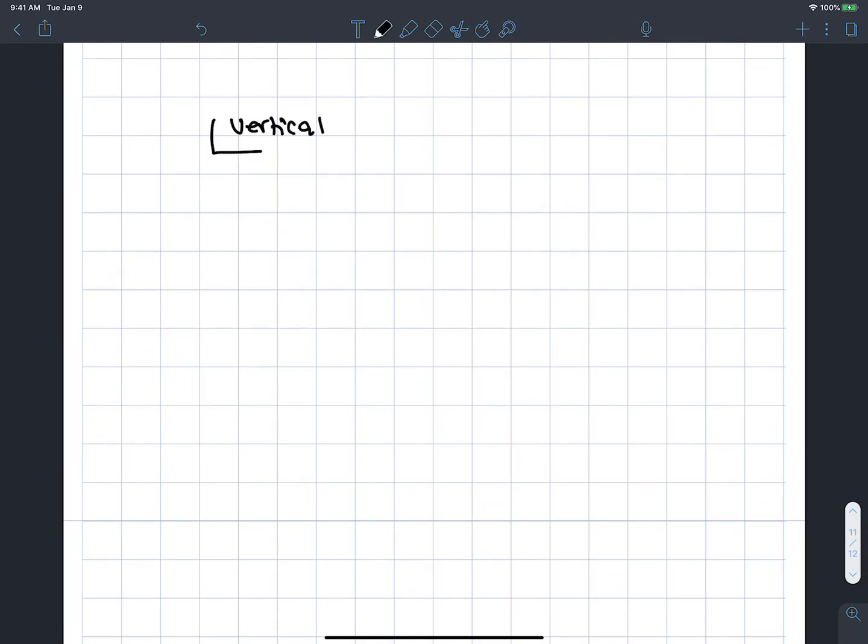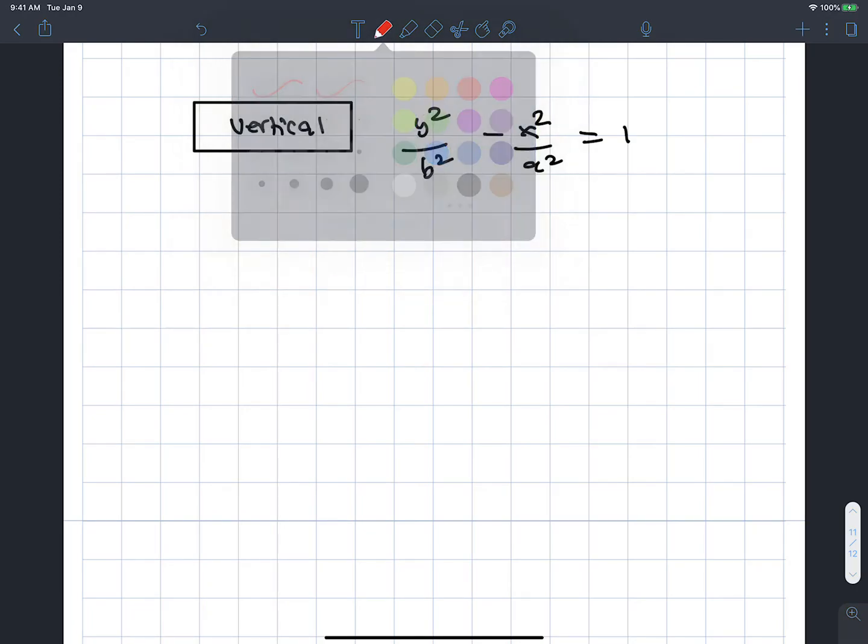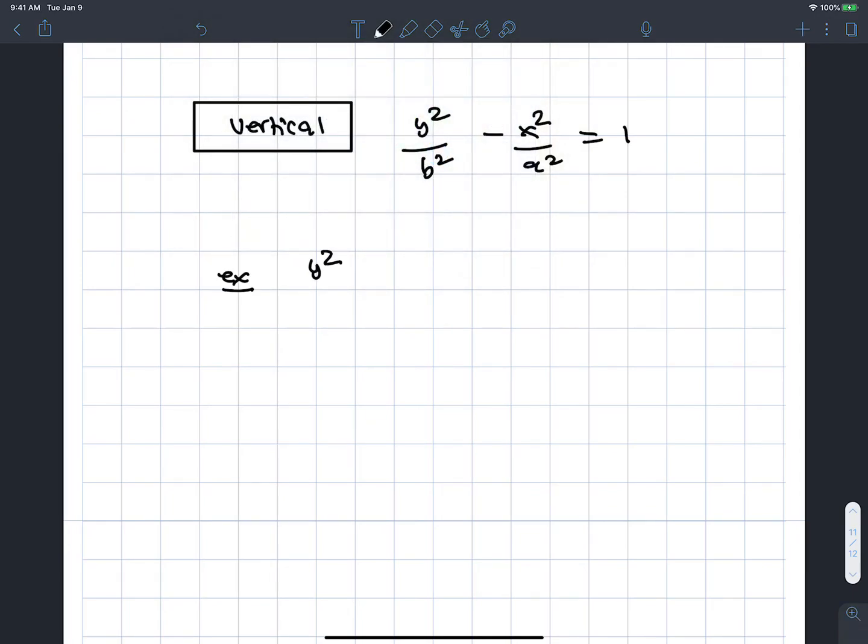Vertical hyperbola looks like this. It's of the form y squared over b squared minus x squared over a squared, and that will equal 1. And you do the same steps, but be careful here. This is the equation. Let's look at an example. You can have y squared over maybe 25 minus x squared over 4, and that equals 1.